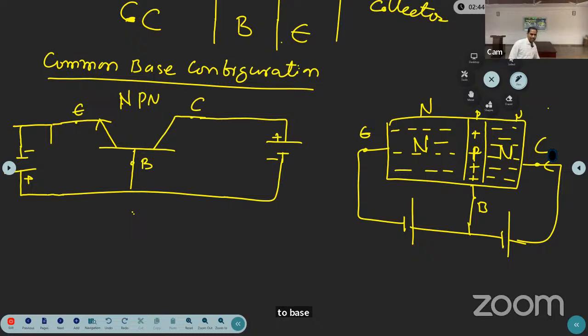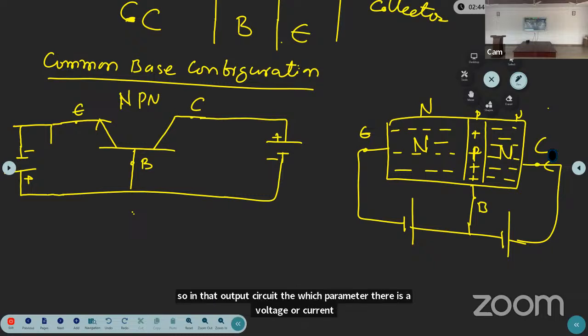Now, which characteristics should I explain first? Input characteristics. Okay. So to find out the input characteristics, we need to keep the output circuit constant. In that output circuit, which parameter, voltage or current, is changing the transistor operation in the output circuit?